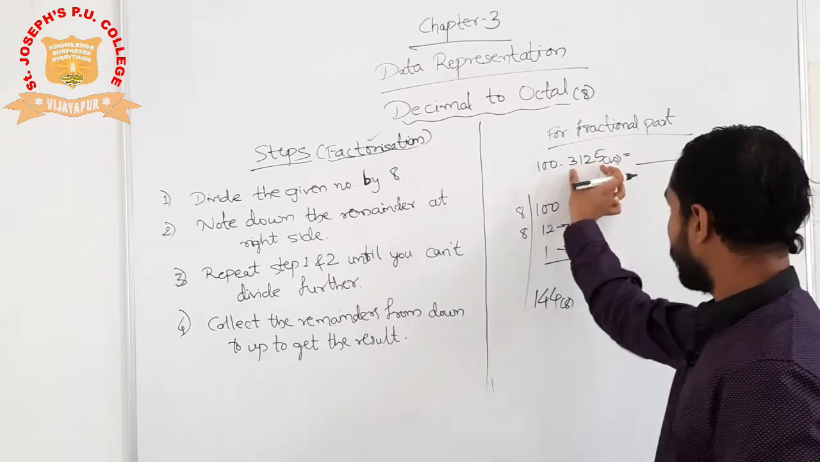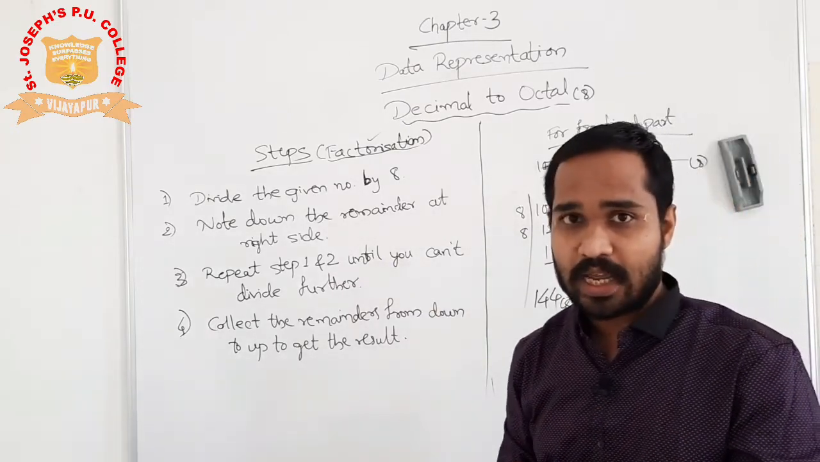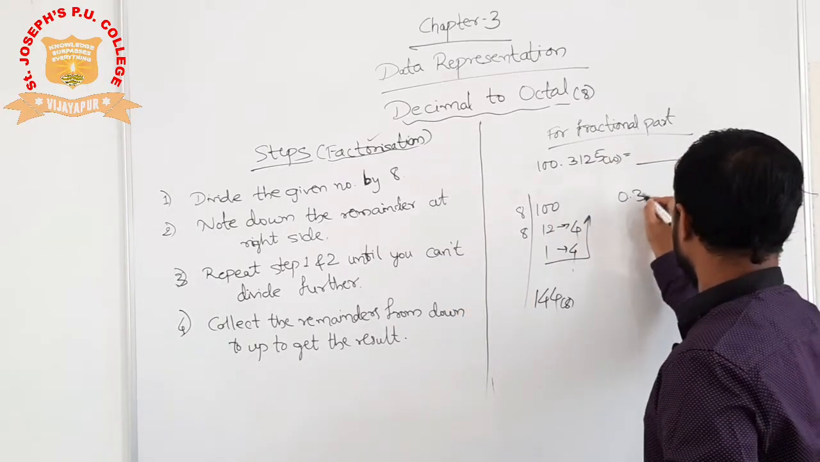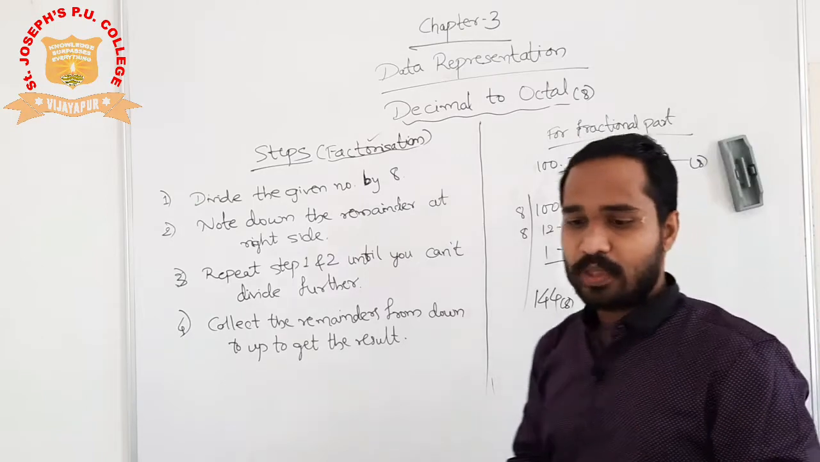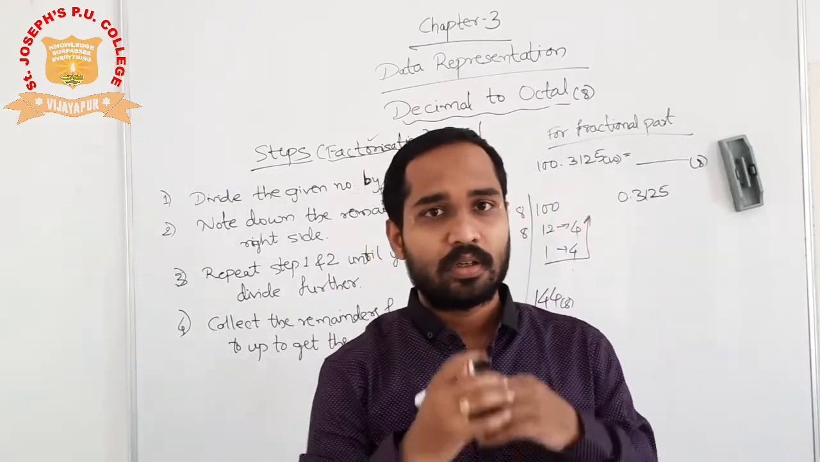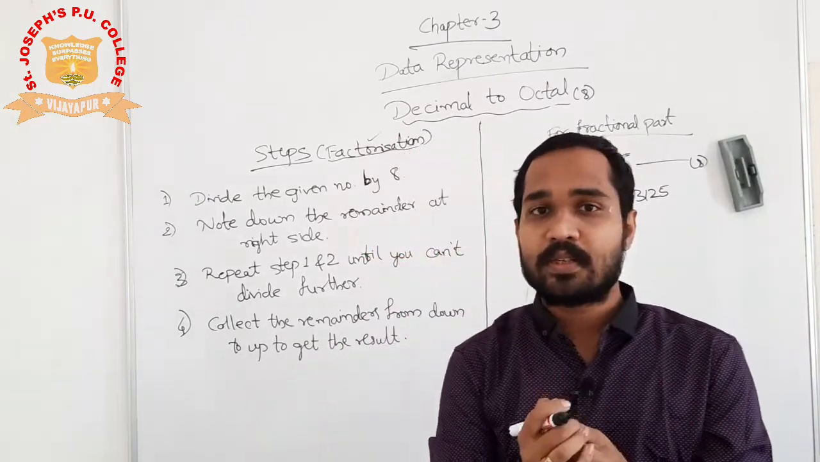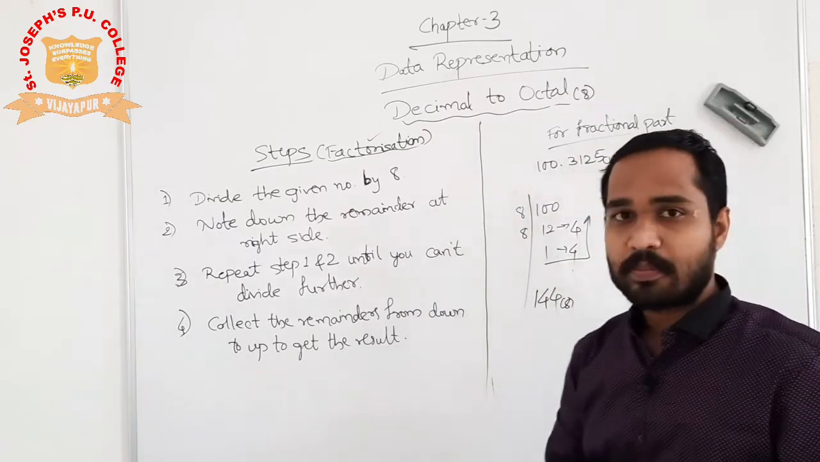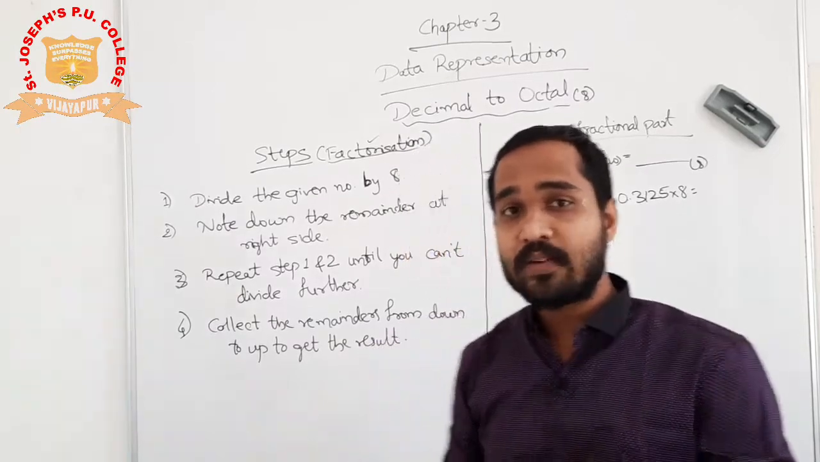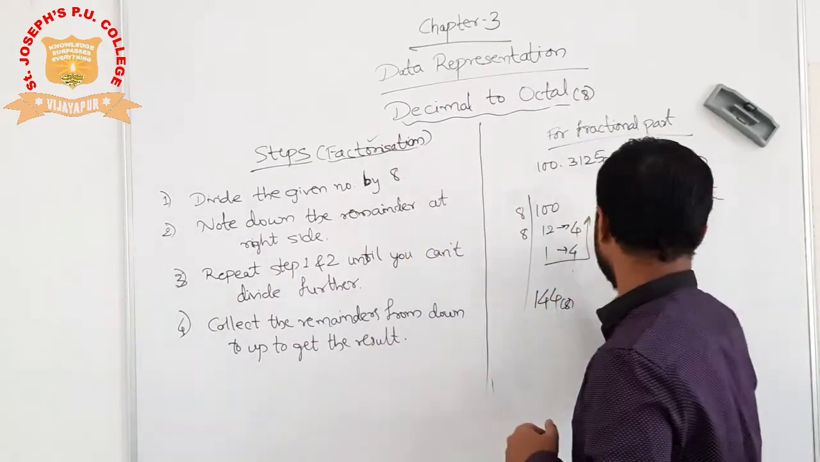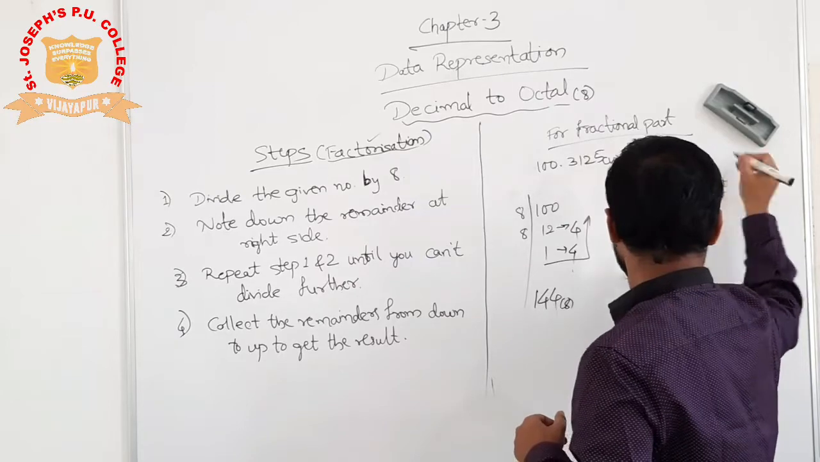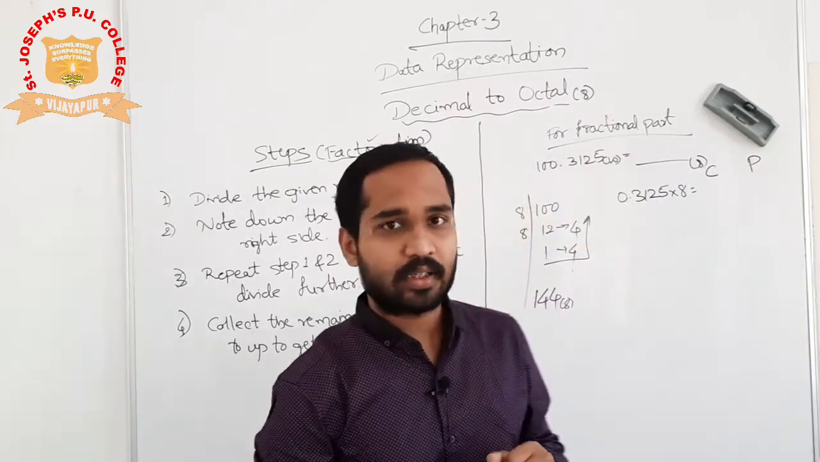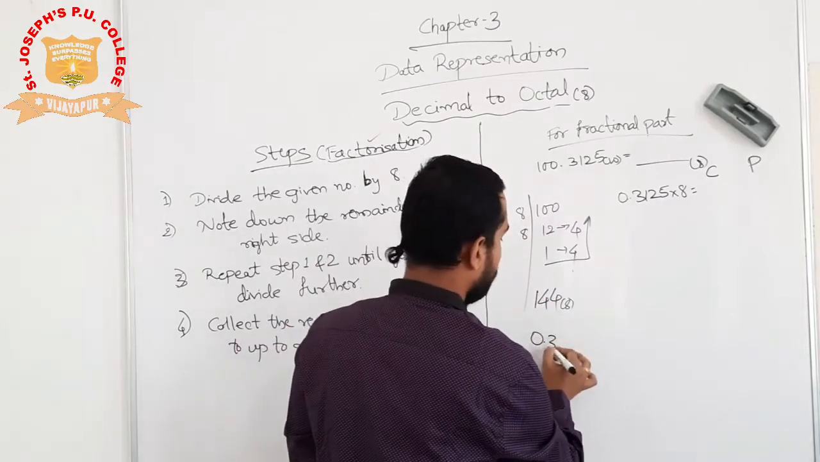But what about this 0.3125? That I have to concentrate on now. This you already know. 0.3125 has to be converted to octal. What are the steps? First, multiply this number by 8. And what are the two things you get? Carry and product. Isn't it? You get carry and product. Okay. Shall we do that?